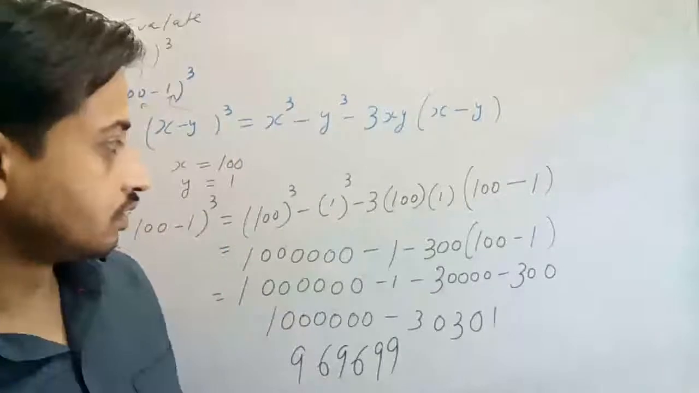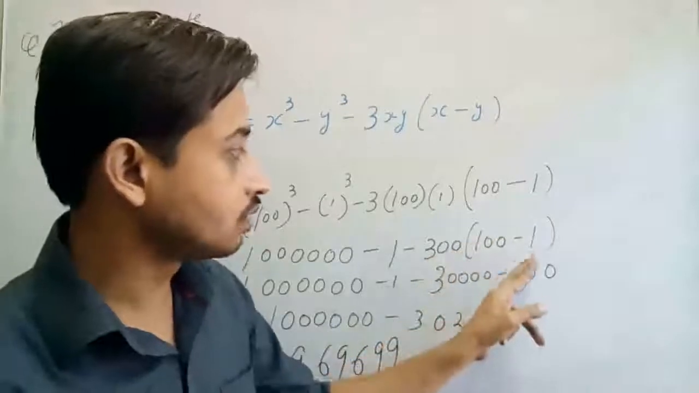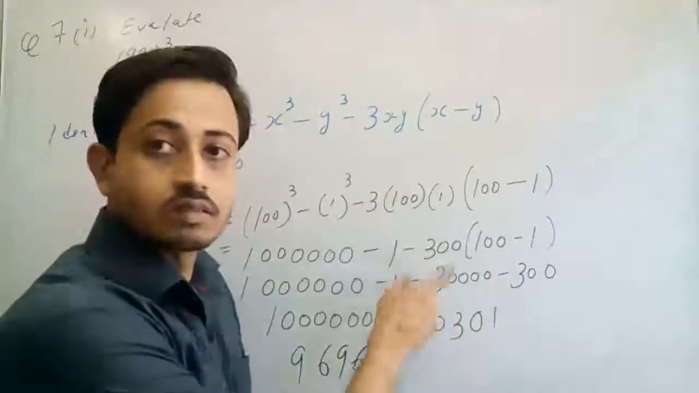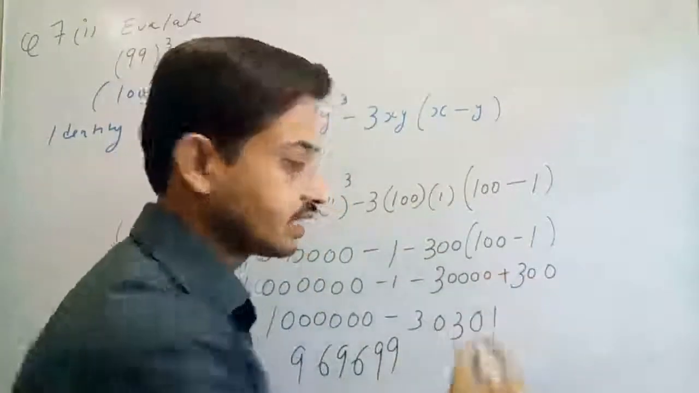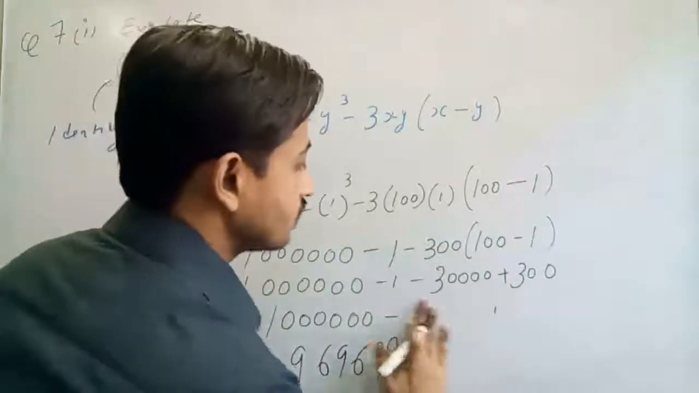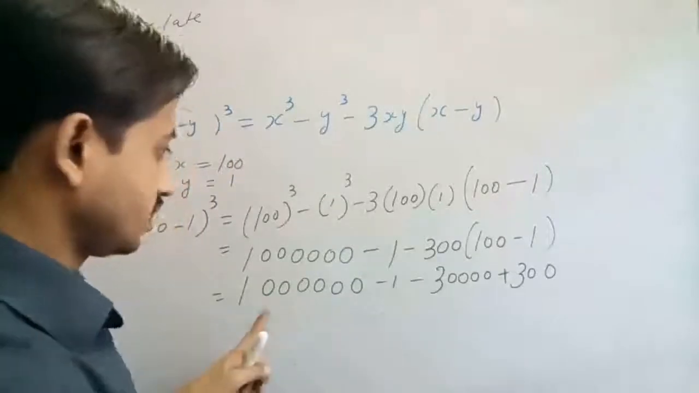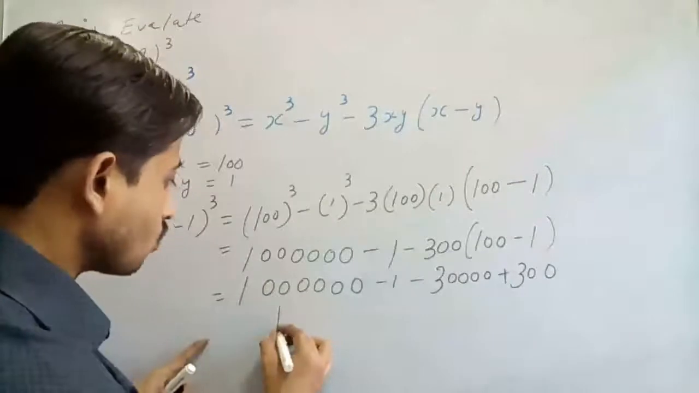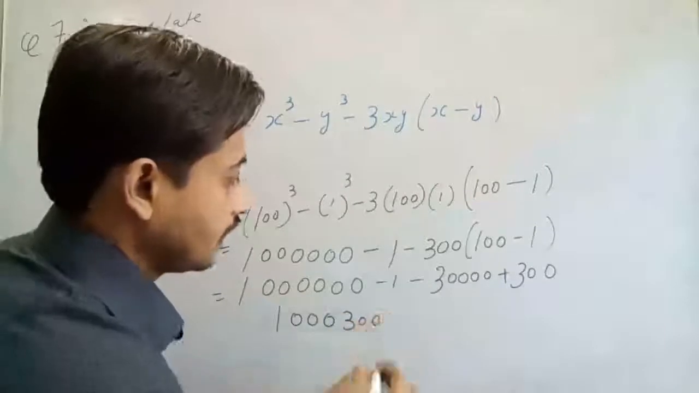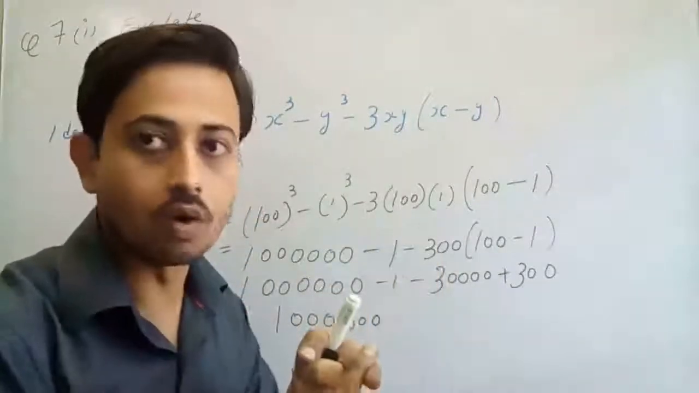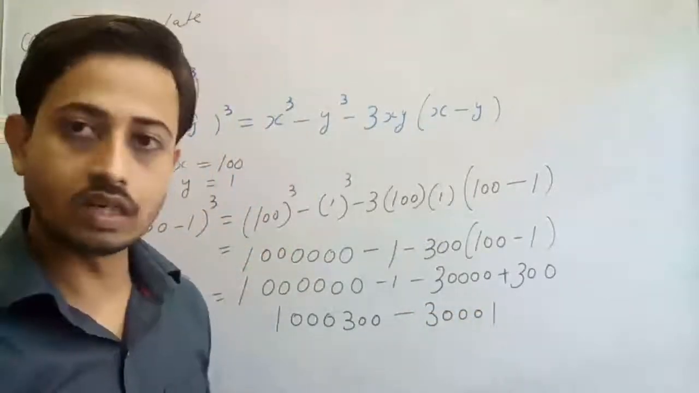Please just wait a minute. If you open the bracket, 300 into 100 we get 30,000. Now 300 into 1 is 300. The sign before the bracket is negative, so it becomes positive. So 300 is positive, and this is positive and this is positive. What will we get? 30,300, and the other two terms are negative, so they will also add. We get 30,001.